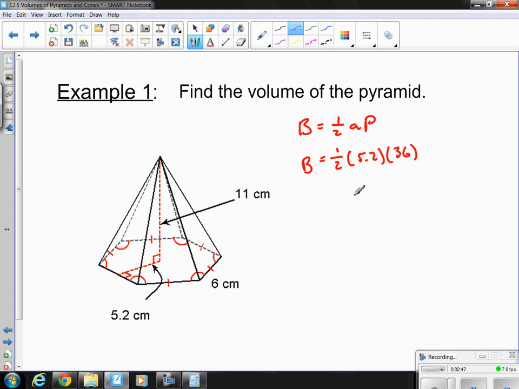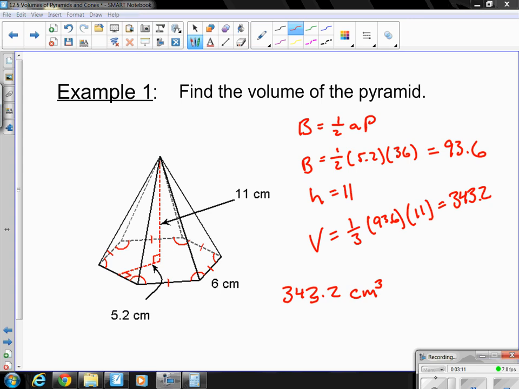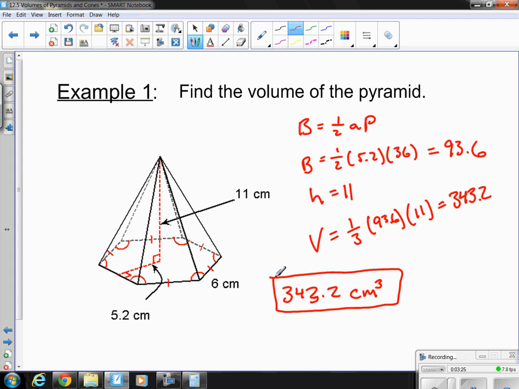And I also need to know my height. My height is just 11. Remember, you might have to use the Pythagorean theorem if you have the slant height to figure out the height. But this is 11, and now my volume equals 1/3 my base area times my height. So let's do a little calculations here. I quickly calculated the base area at 93.6, plugged it in, 1/3 base area times height, and that gave me that answer. So my answer, including my units, is 343.2 centimeters cubed.